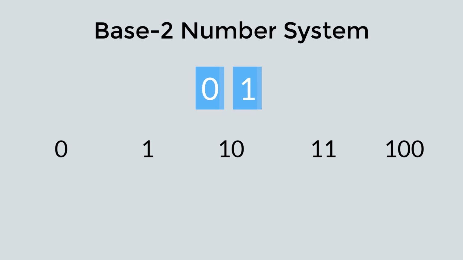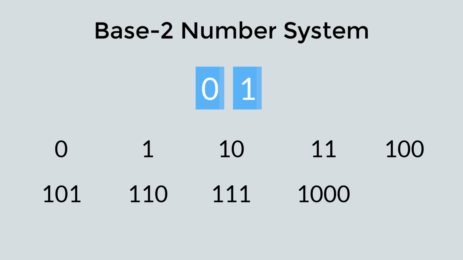So the binary counting pattern starts as 0, 1, 10, 11, 100, 101, 110, 111, 1000. This may look strange at first, because 1, 0 looks like 10 to us. But in binary, 1, 0 is not 10. It is one group of 2. The symbols are the same as decimal symbols, but the base changes what the positions mean.